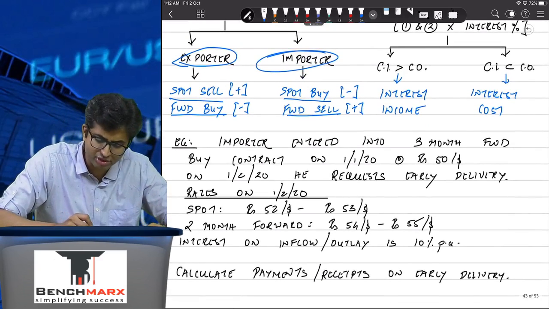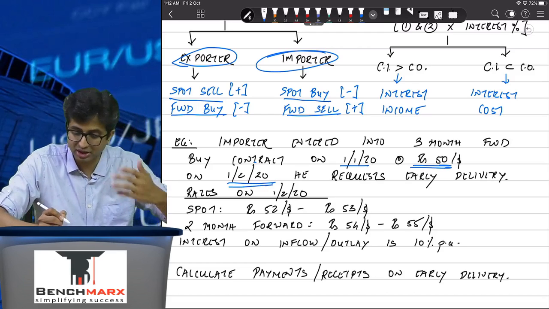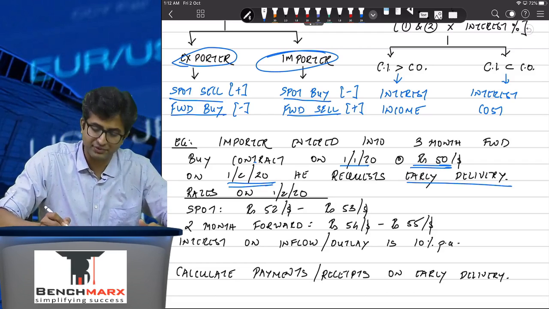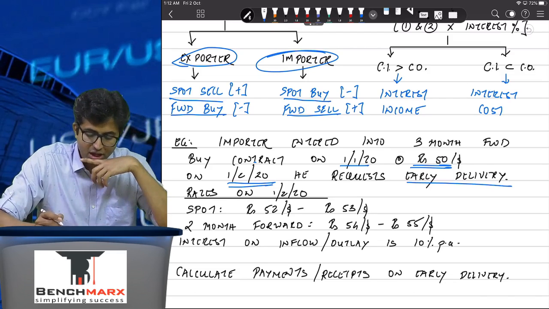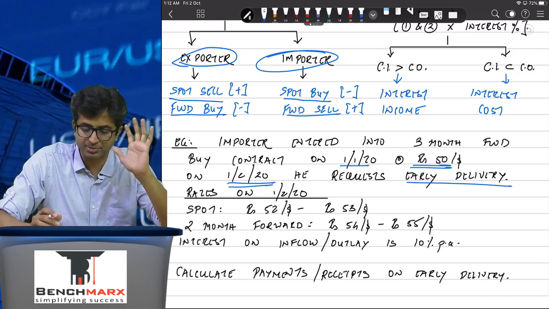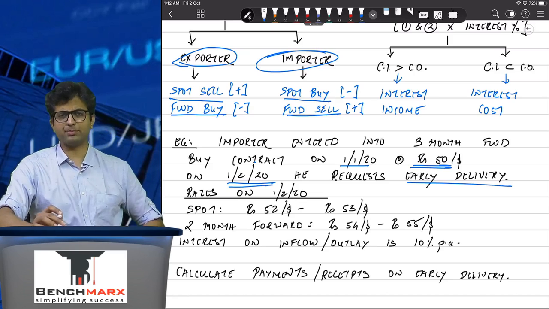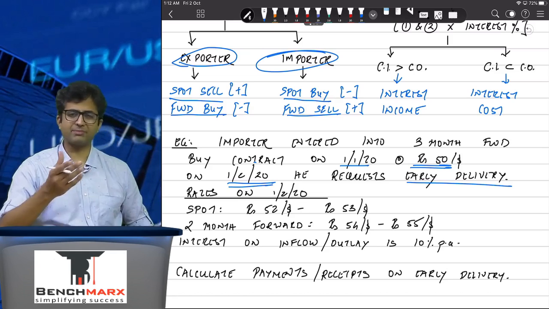An importer entered into a 3-month forward contract on 1st of January at the rate of ₹50. So this is your original contract. On 1st February, he requests for an early delivery. The spot rate is 52 and 53, and the 2-month forward rate is 54 and 55. Interest on inflows and outlay is 10% per annum. Calculate payments or receipts for early delivery. Okay, so what will happen is, if you are an importer, on 1st of February, you will request the bank to give the dollars.